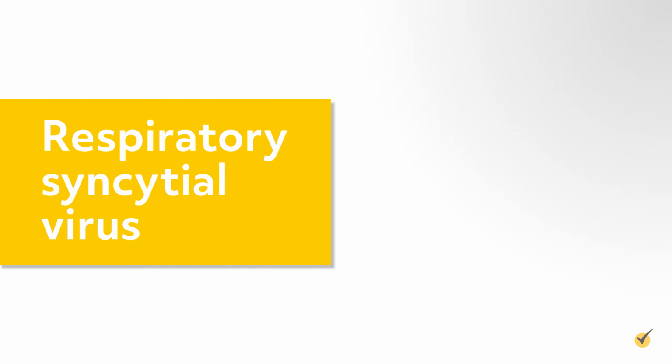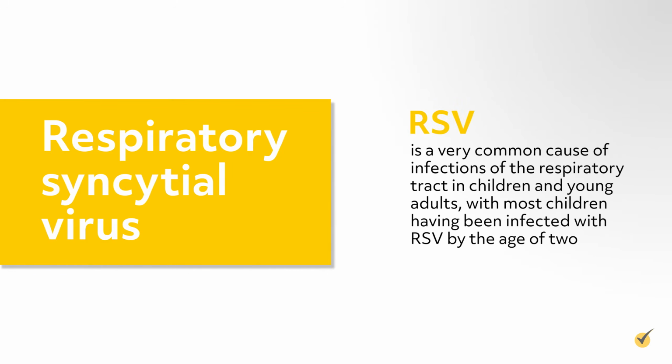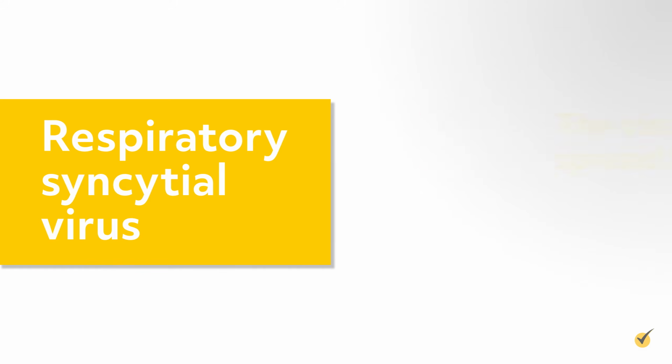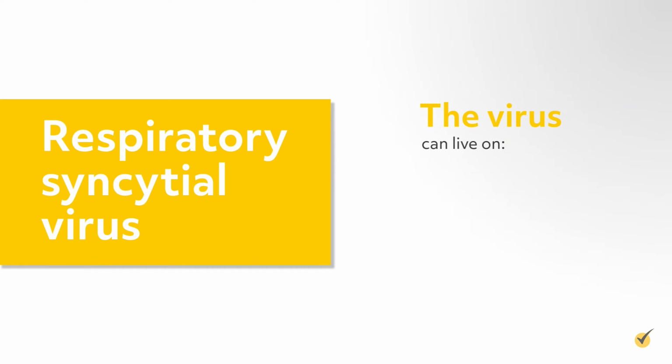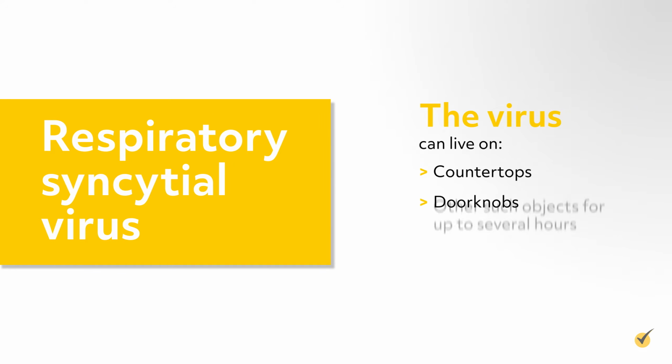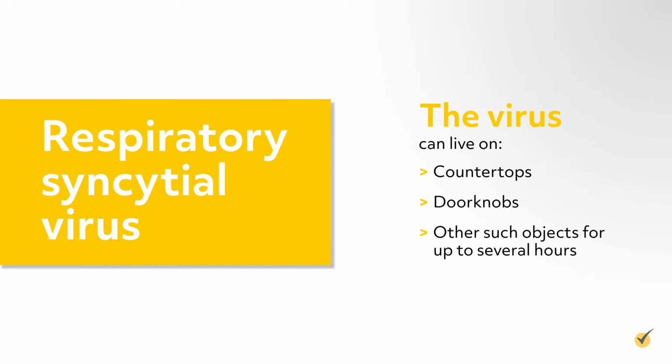Now let's look at respiratory syncytial virus, or RSV. RSV is a very common cause of infections of the respiratory tract in children and young adults, with most children having been infected with RSV by the age of 2. The virus is spread through respiratory droplets in the air by coughing and sneezing and can be caught by touching the nose or mouth or shaking hands. The virus can live on countertops, doorknobs, and other such objects for up to several hours.